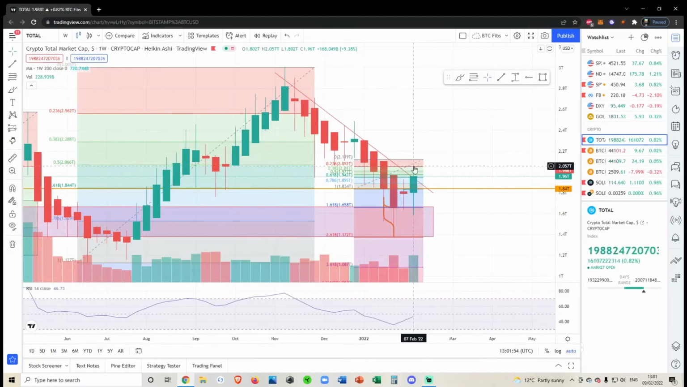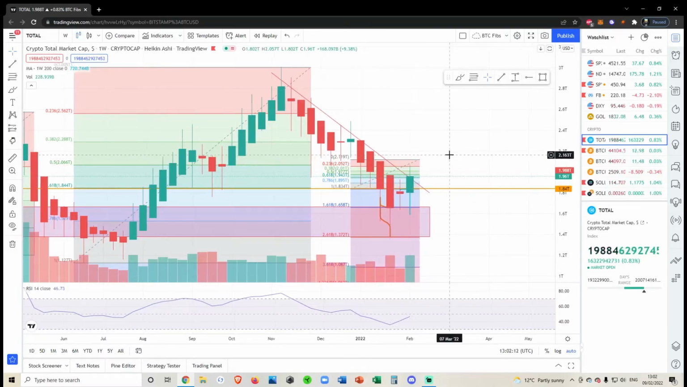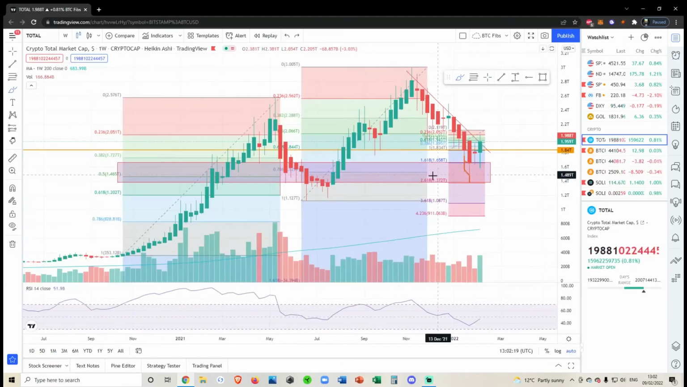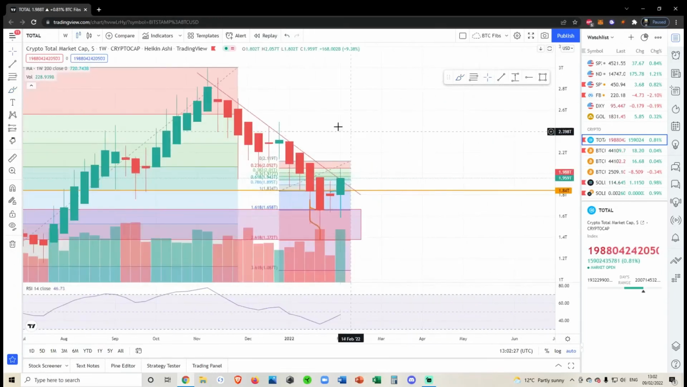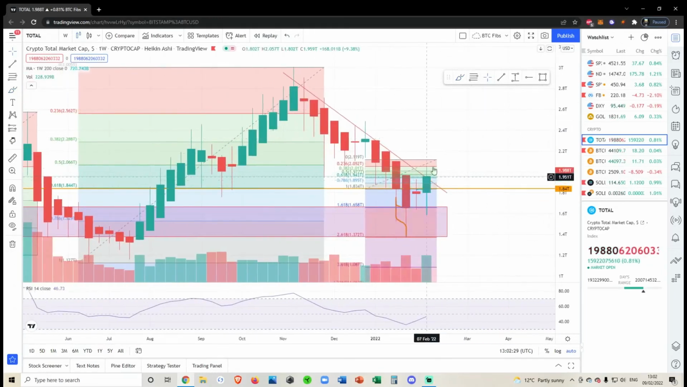We would need to keep an eye on what happens at the end of the week. If we are able to close above this red trend line, I'd say as long as we close above where we are now, I'd round it down maybe to 1.95 trillion. As long as we stay above 1.95 trillion, we are above this micro 618 here. So in the micro terms, we'd be good for a move up. On the macro term, we are above this 618 as well, and this 618. So in the macro term, we are still very bullish in the total market cap. But we would need to see what happens at the end of this week.